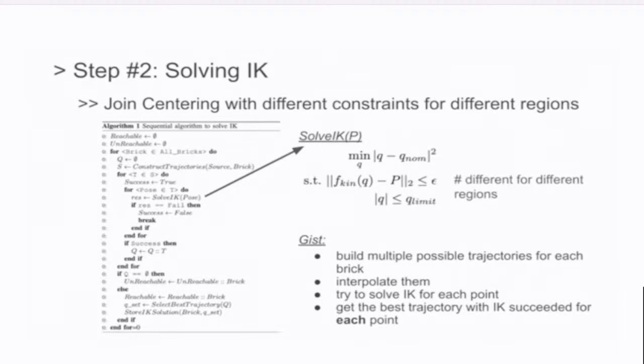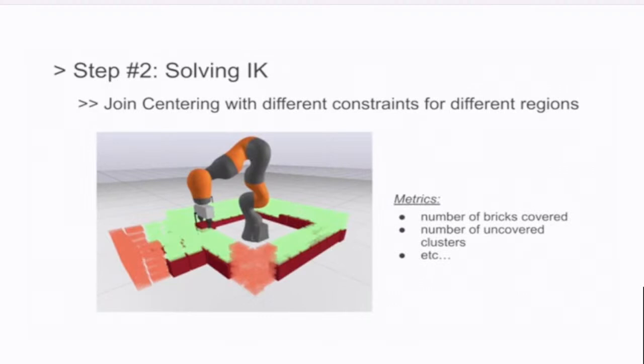And if there is a trajectory for which inverse kinematics is solvable for every point, commit it. If there are multiple such trajectories, commit the shortest. These slides show visualization of the coverage made with point clouds. Green clouds correspond to the reachable bricks, red to unreachable. The whole trajectory planning and inverse kinematic optimization can be solved offline, and the output can easily be the metrics, such as the number of covered bricks, and also the number of uncovered clusters, and so on.